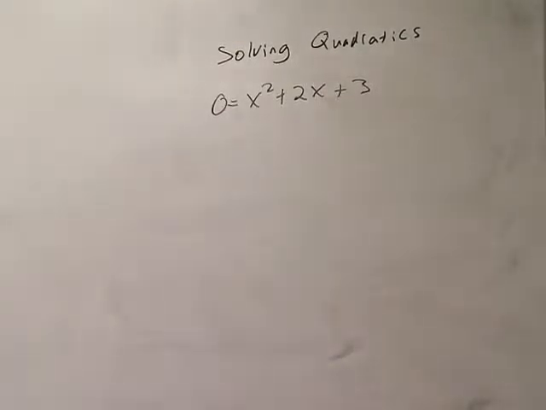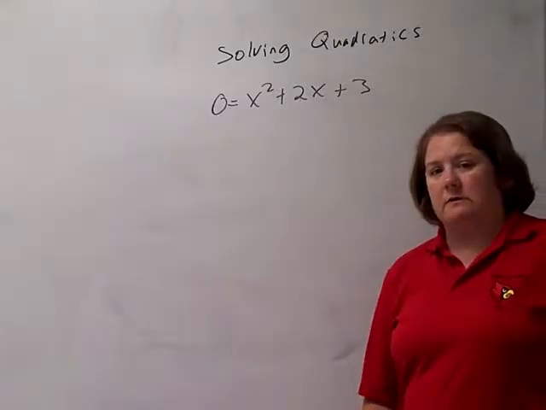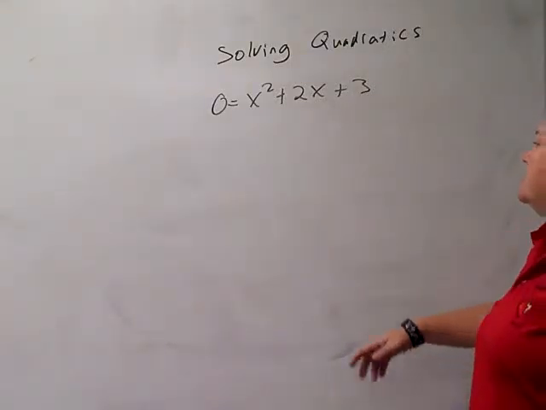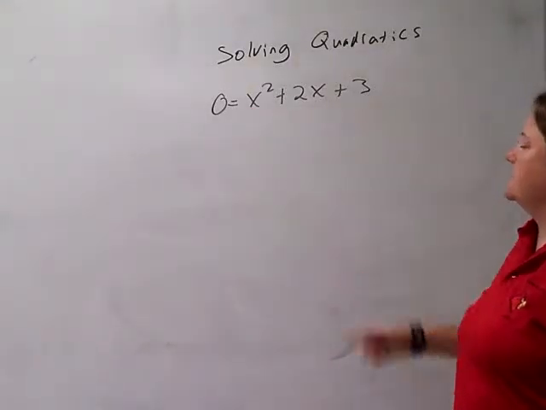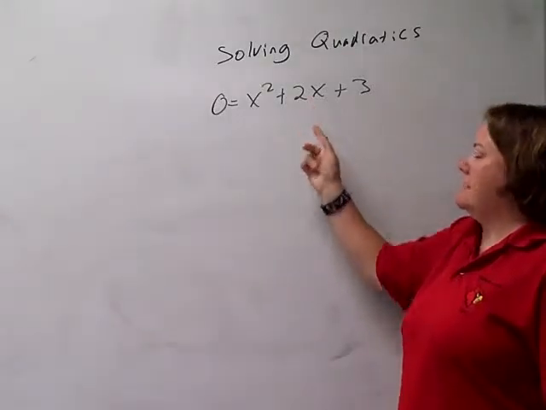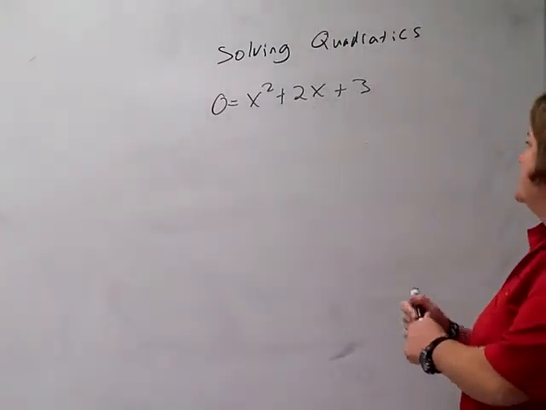Alright, when I first glanced at this, I thought I was going to be able to factor it, because that's my favorite way and that's what I look for first. But when I check it, a times c, 1 times 3 is 3. There aren't any factors of 3 that add to 2. Remember, that's how you check to see if it's factorable.